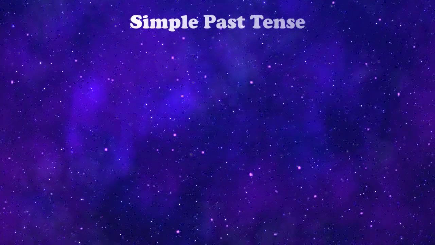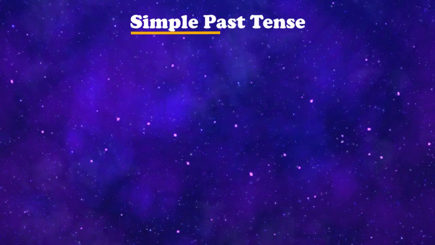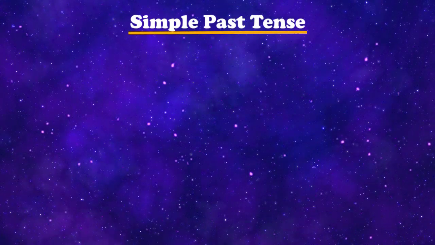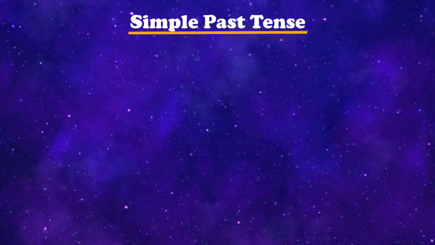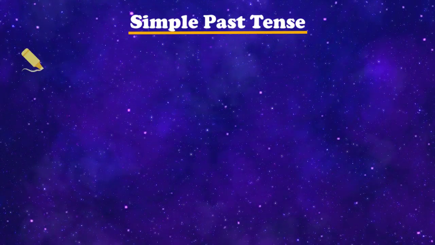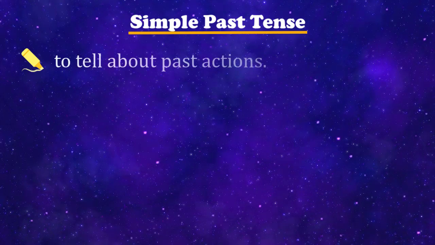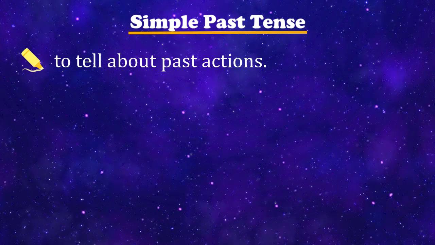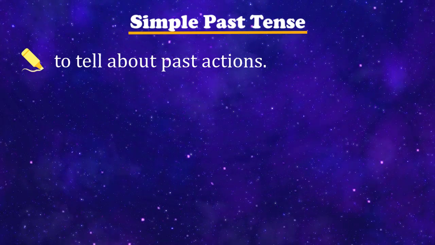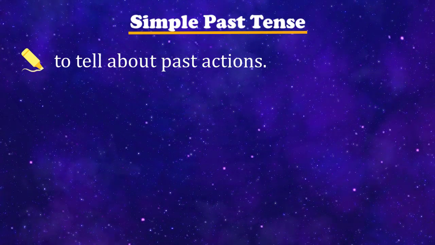In today's video, we are going to learn about simple past tense. First, we will see what this kind of tense is. It's a kind of English tense which we use to tell about our past, like what happened yesterday, last week, or a few months ago, or about the history of the world.